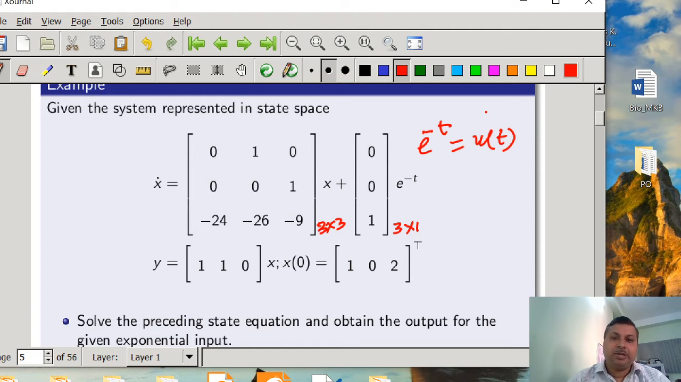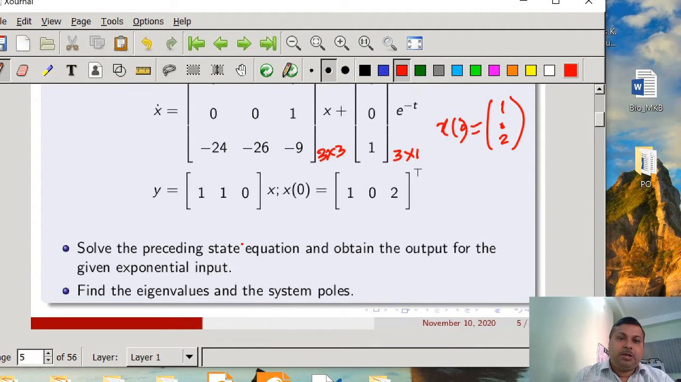So it is an exponential input that has been given, y is given as [1 1 0] x, and the initial condition x(0) is given as [1 0 2] transpose. Basically x(0) is given as 1, 0 and 2. So what we have to do here is solve the preceding state equation, obtain the output for the given exponential input, and find the eigenvalues and the system poles.